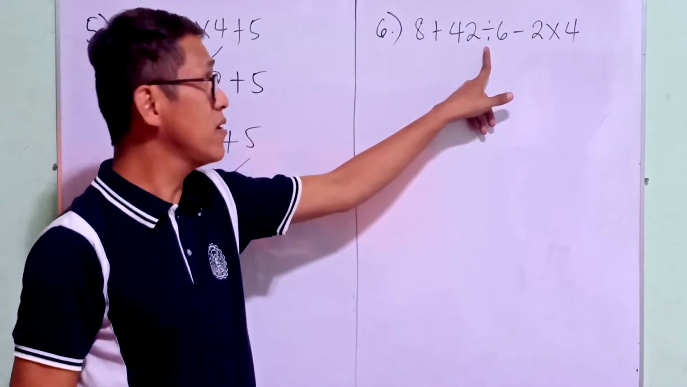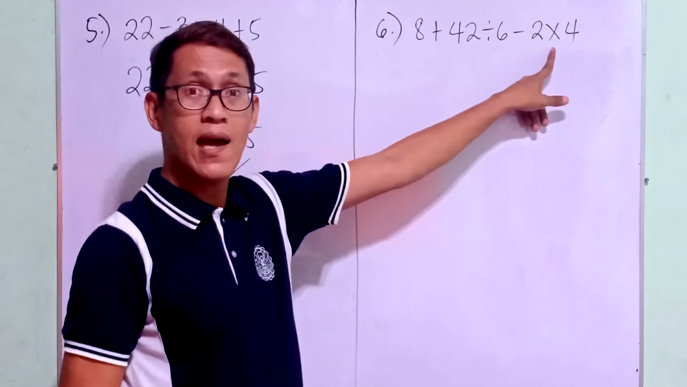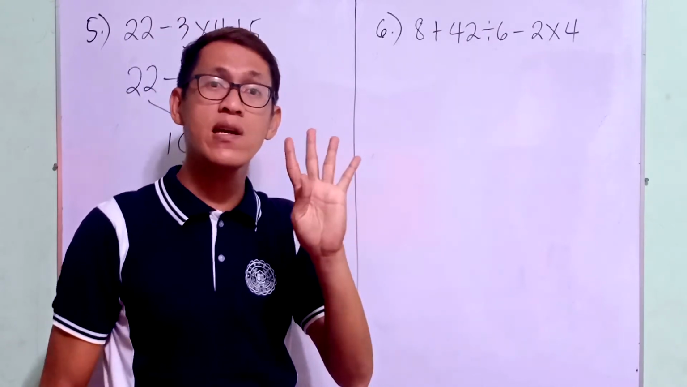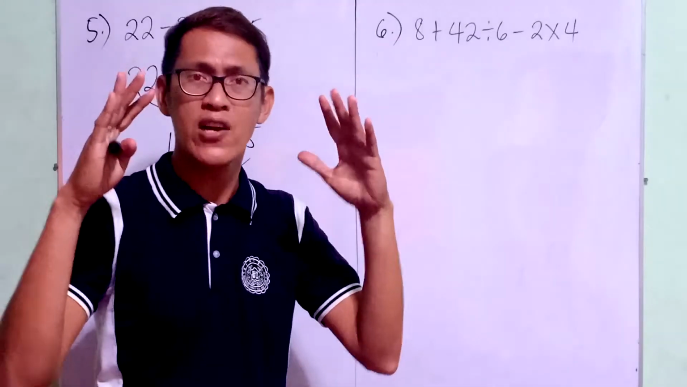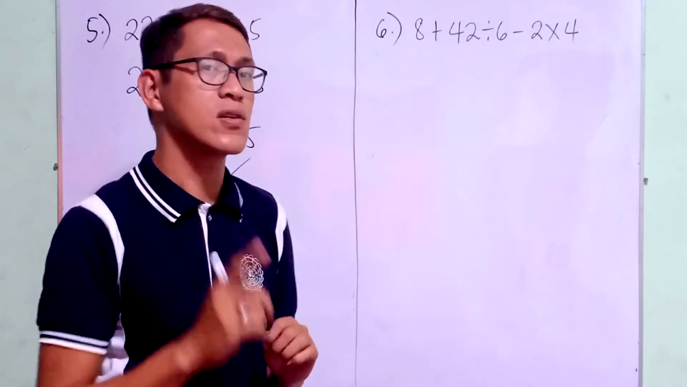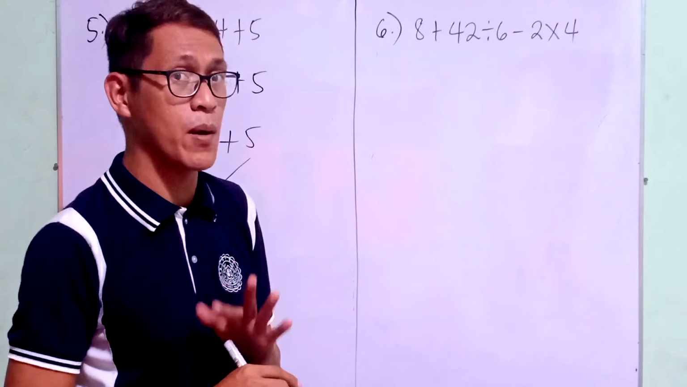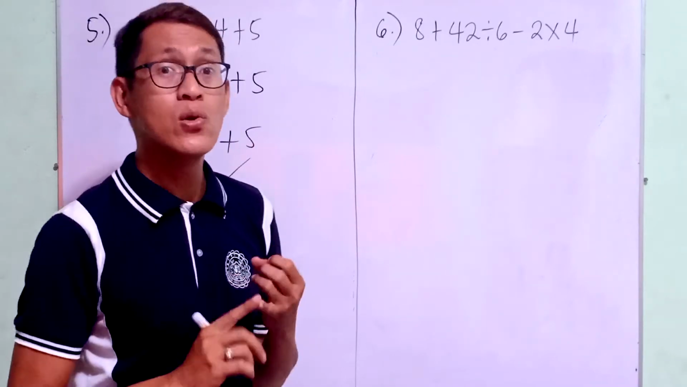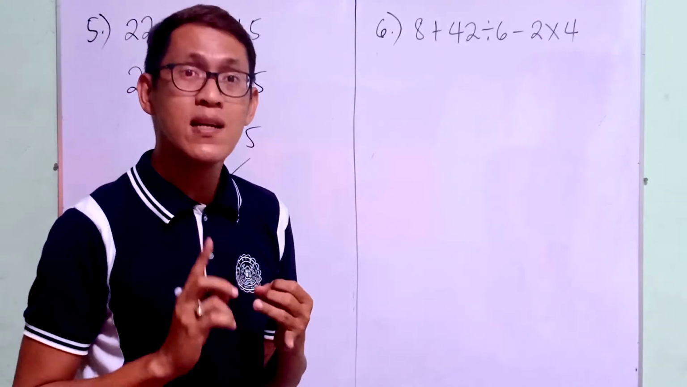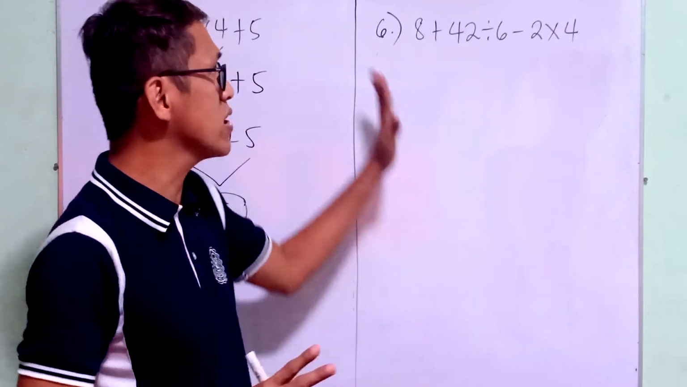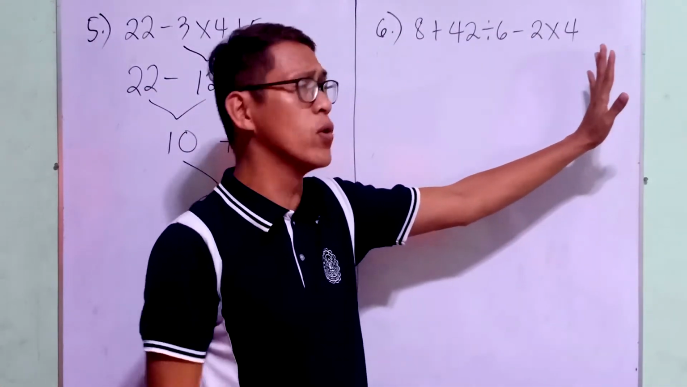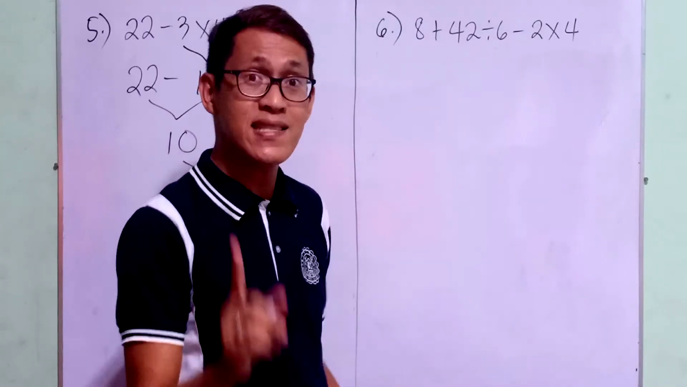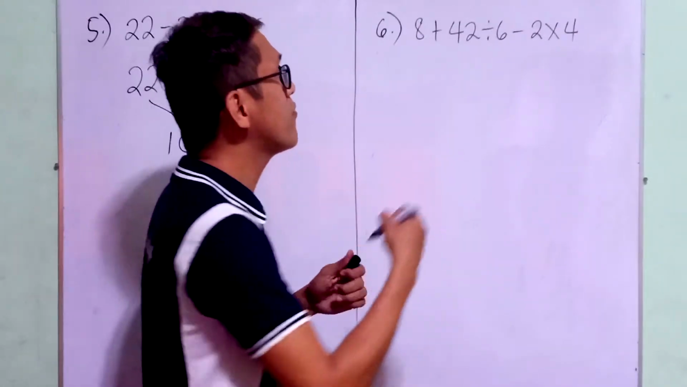Addition, division, subtraction, and multiplication. So here, there are 4 operations. Again, there are no parentheses. So, go to the second order of operation, which is do division or multiplication from left to right. So, if I work from left to right, which comes first, division or multiplication? Yes, it's division, right? So, you have to divide first.